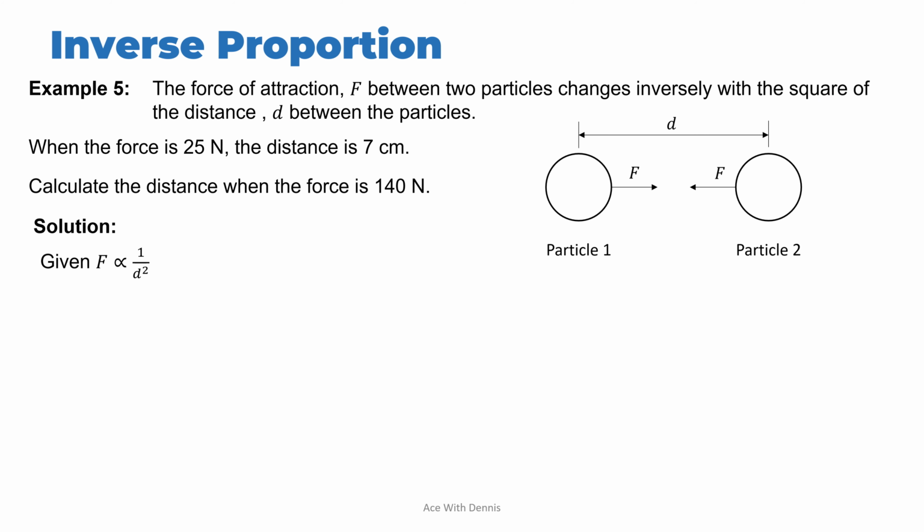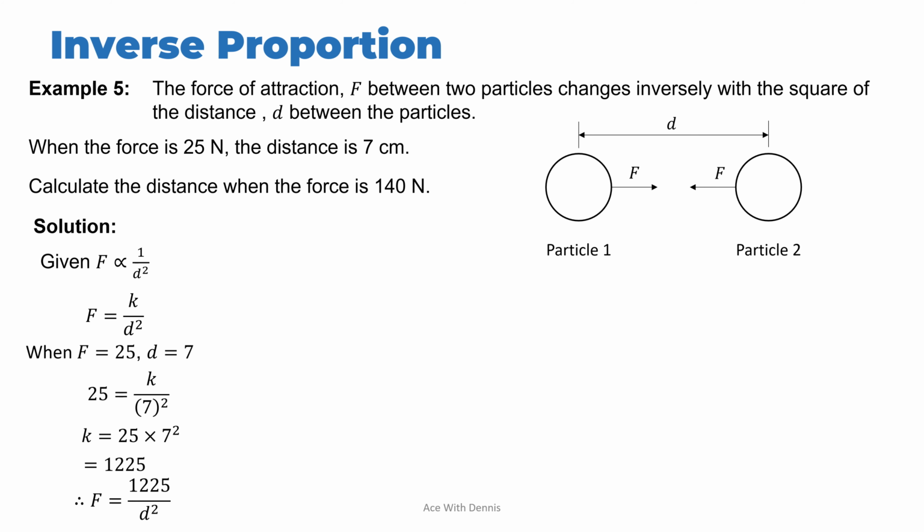Then here's the solution. Given that f is inversely proportional to d squared, the equation will be f equals k over d squared. When f is 25 and d is 7, we substitute these values into the equation. We get 25 equals k over 7 squared. So k will be 25 times 7 squared, which is 1225. So we can rewrite the equation as f equals 1225 over d squared.